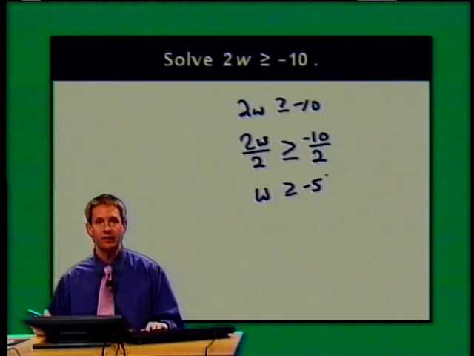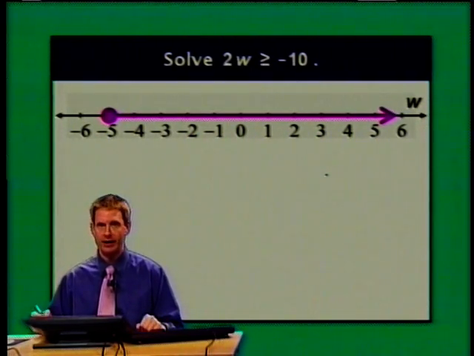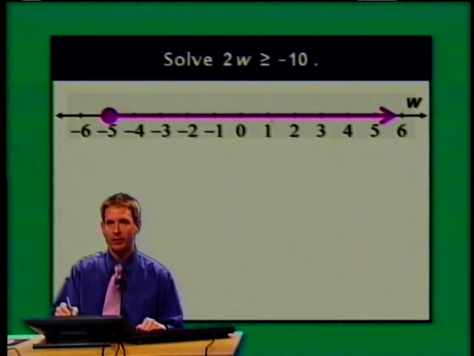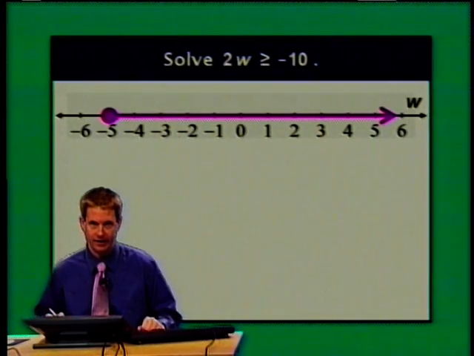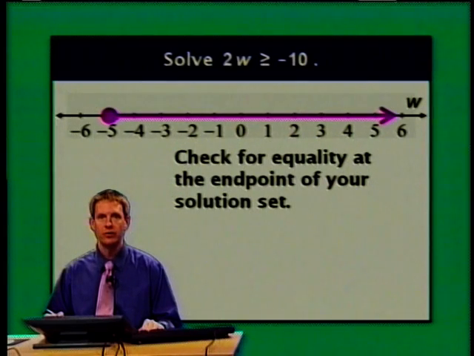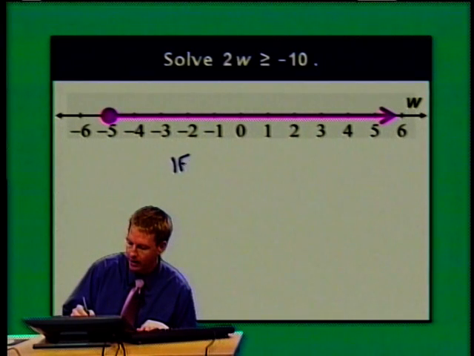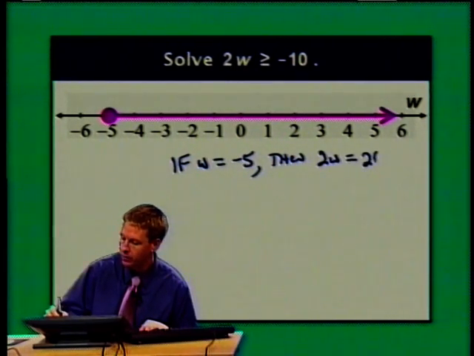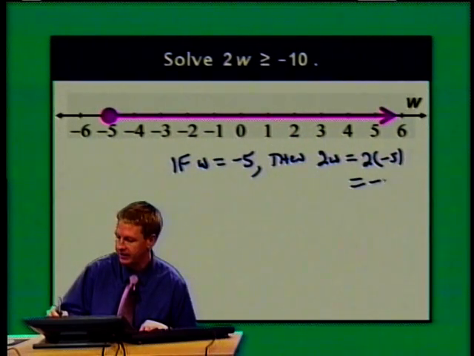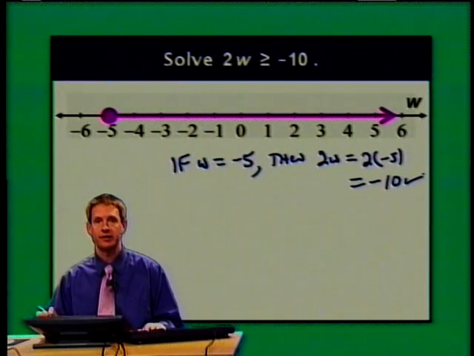But we need to check this solution. I've gone ahead and graphed the solution set, at least the proposed solution set, on my w number line. It's all the numbers to the right of negative 5, and I also include the number negative 5, which is indicated by the solid dot. The first thing I need to do is check for equality at the endpoint of our solution set. So if w is negative 5, then the variable expression, which is 2 times w, equals 2 times negative 5, which is negative 10. So we do have equality at the endpoint of our solution set.